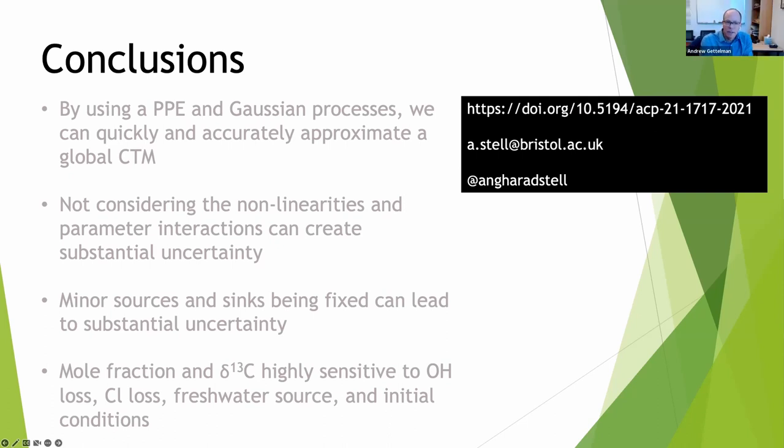Very interesting. Can you say something about the third bullet, the minor sources and sinks being fixed and leading to substantial uncertainty? Is that why you went back and did the other 90 simulations? Yeah. So it was just that because we had so many parameters, we couldn't vary all of them. So often in these methane modeling studies, you end up with the smaller sources and smaller sinks being ignored just because there's too many parameters. So we decided to include that as an invariant parameter error, where we had a set of simulations where we varied the terms that would typically be fixed to have a look at how that would affect it.